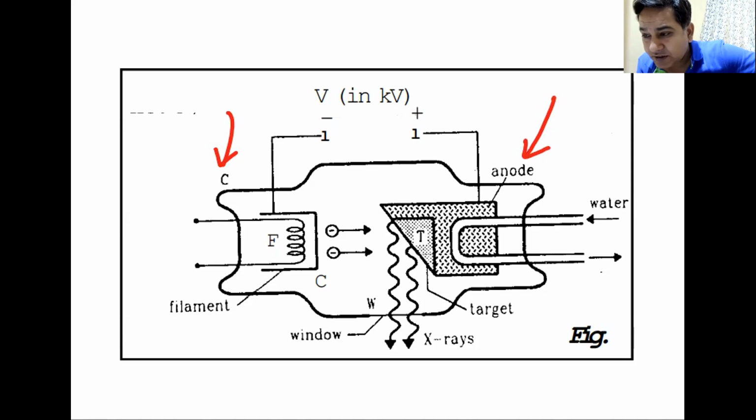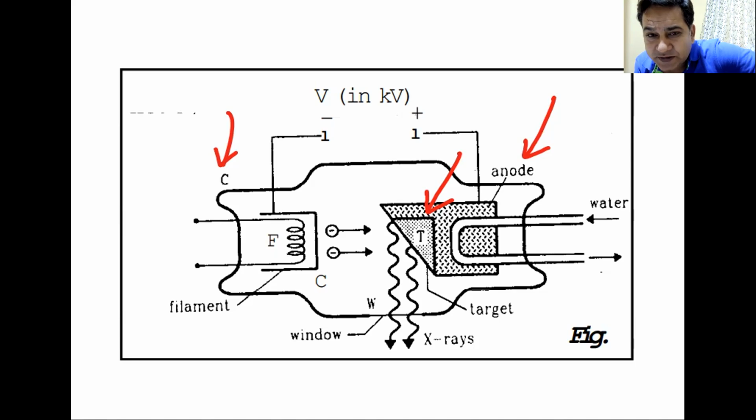Two things are there: cathode and anode. Do we see a target here? T is the target. I am not going to draw it, otherwise the diagram may look very cumbersome. Do we see the target? Then there must be a potential difference between cathode and anode, because we want to accelerate the electrons. Do we see that potential difference between cathode and anode?